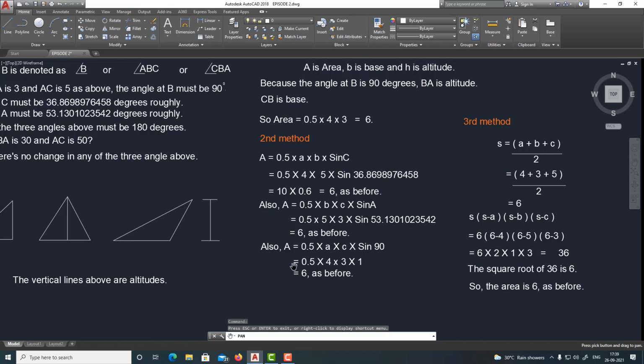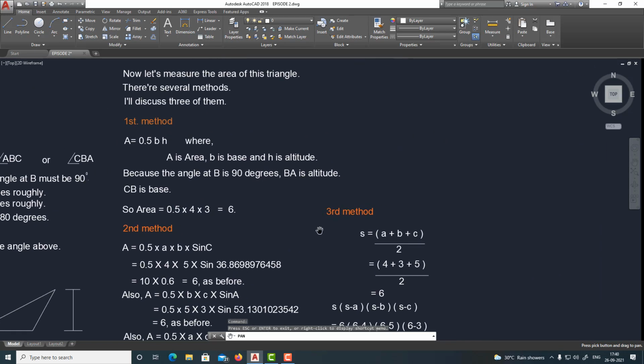Also, area is equal to 0.5 into A into C into sine 90. Here 90 is the included angle of A and C. Sine 90 is 1. So 0.5 into 4 into 3 into 1 is equal to 6 as before. So we can consider any of the angles and we can apply the formula half AB sine C. We will get the same area.